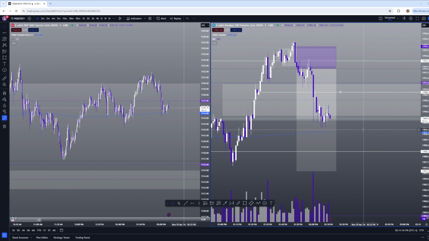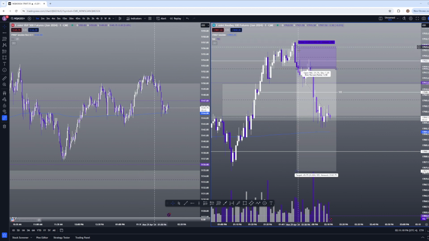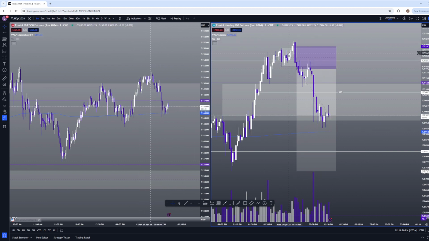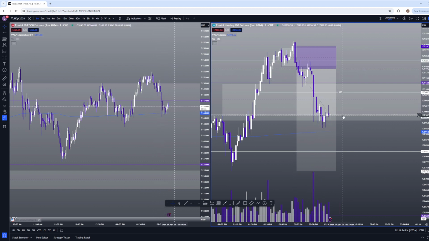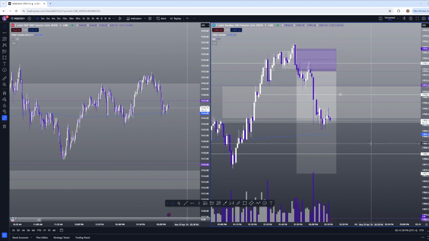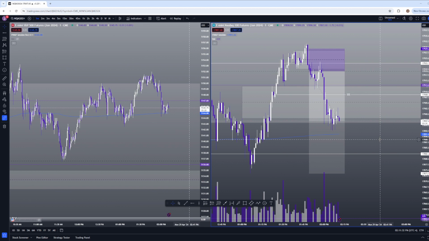Remember our market phases, guys: accumulation, manipulation, distribution. We get distribution here, accumulation, distribution, accumulation. So now we'll see if we continue to distribute, if we get a manipulation. You always got to start looking at the market in these different phases.